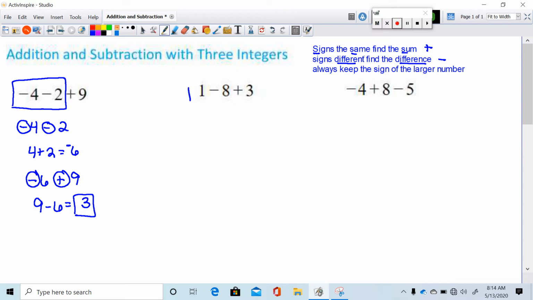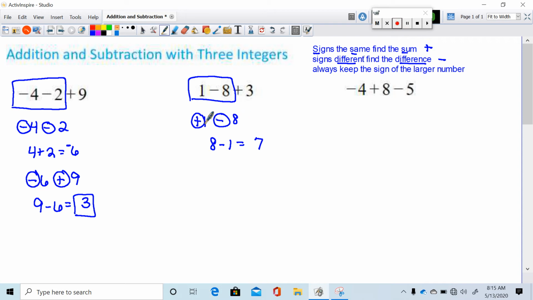So again, I'm going to take two numbers two at a time. If the number doesn't have a sign in front, it's a positive. So that's a +1 and a -8. The signs are different. So if they're different, you find the difference. You subtract. So the largest number first, 8 take away 1 is 7.